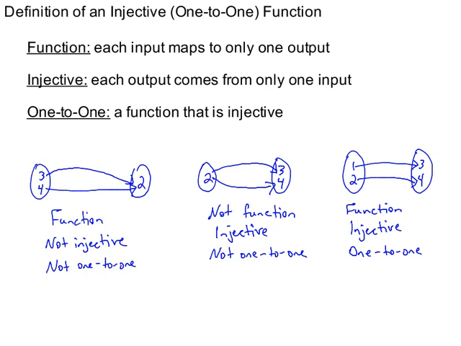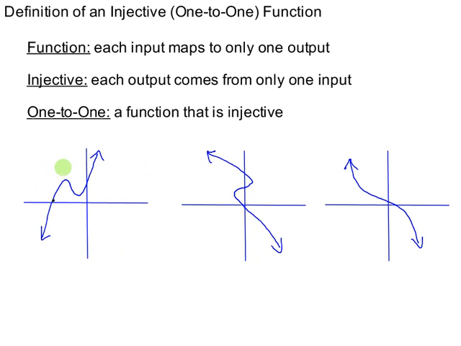Let's do the same thing now with two-dimensional graphs. So this first one is a function because if you pick any input, such as this x value, you get a single output, right? There's no other output for that input. Same thing here, no other output except for this one for that input. So this is a function. It is not injective because if you choose this output, this y value for example, you get that output with this input, and you get that output with this input. So this is definitely not injective, so it is also not one-to-one.